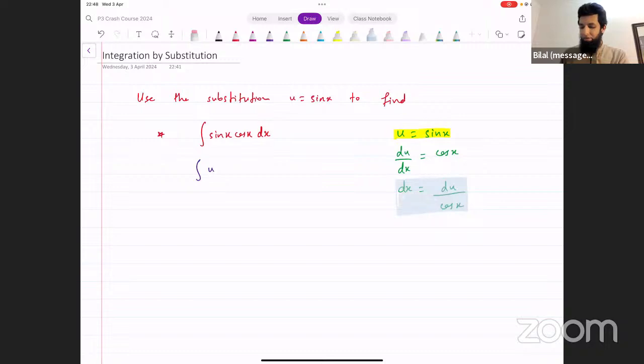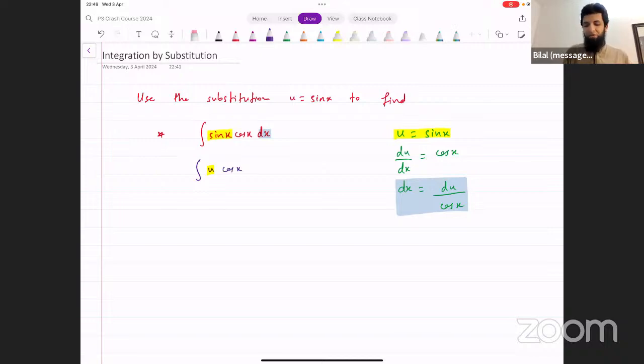And now what you do is, not only are you going to replace sine x with u, you're also going to replace dx with this whole thing. That's du over cos x. Leave everything else as it is for now. Just change these two things. Use the substitution given, leave everything else in the function as it is in the first step, and see what happens.